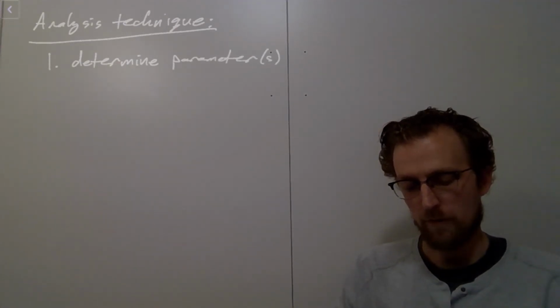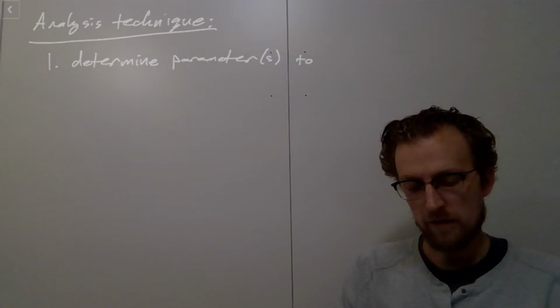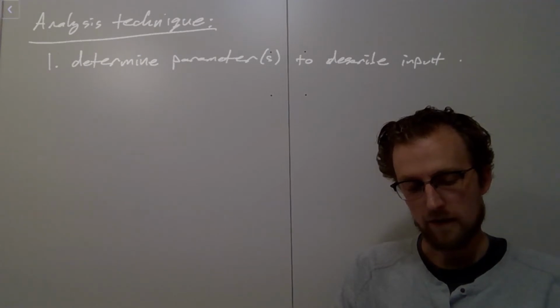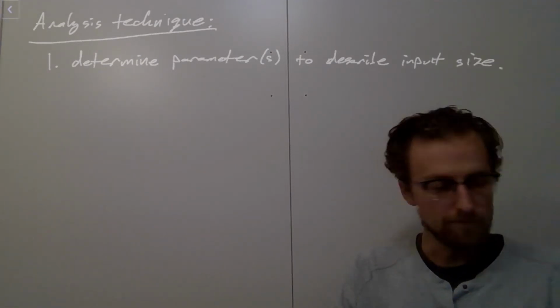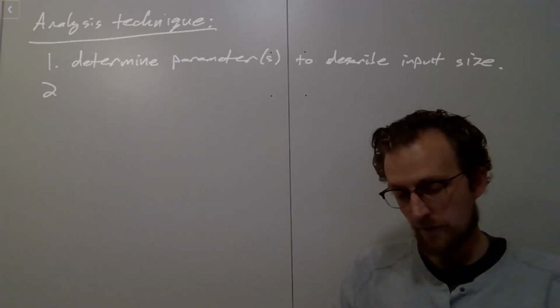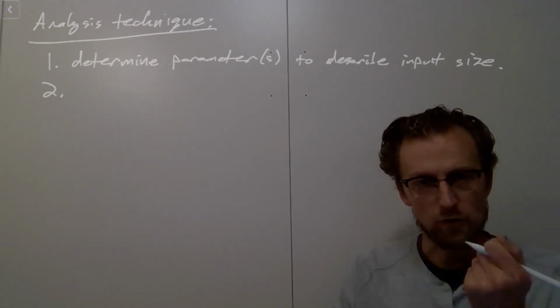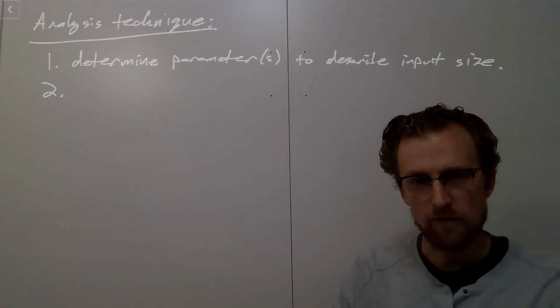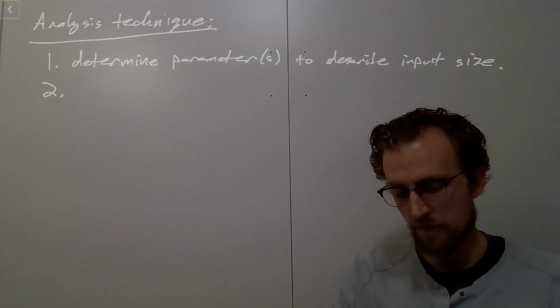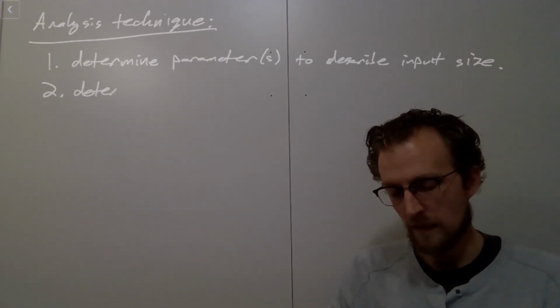Or multiple parameters to describe input size. Input size. Okay, so now after that you determine a basic operation. So an operation that kind of drives the slowness of the algorithm, drives the scaling properties of the algorithm. So you determine the basic operation.